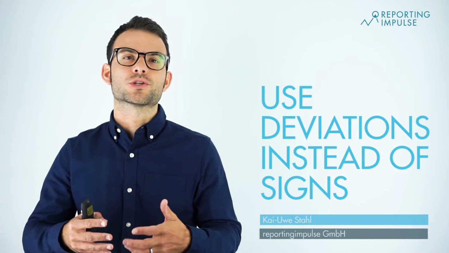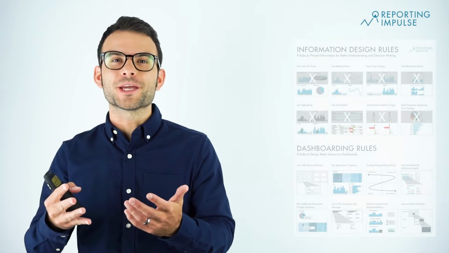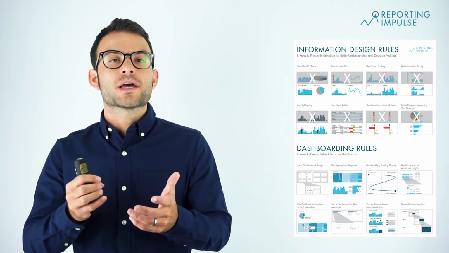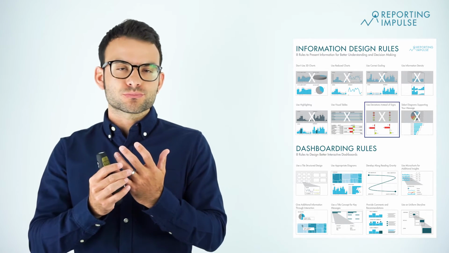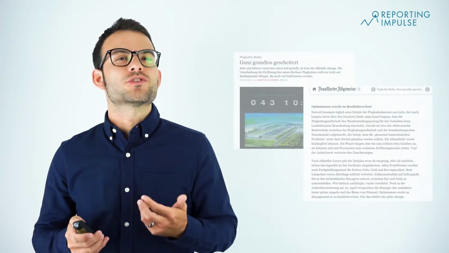Our lovely poster is about the most important rules and recommendations for information design and dashboarding. And now in this video, I'd like to share my thoughts about the use of deviations instead of signs. Why is that important? Because even the press is already stressing this point about the traffic lights.